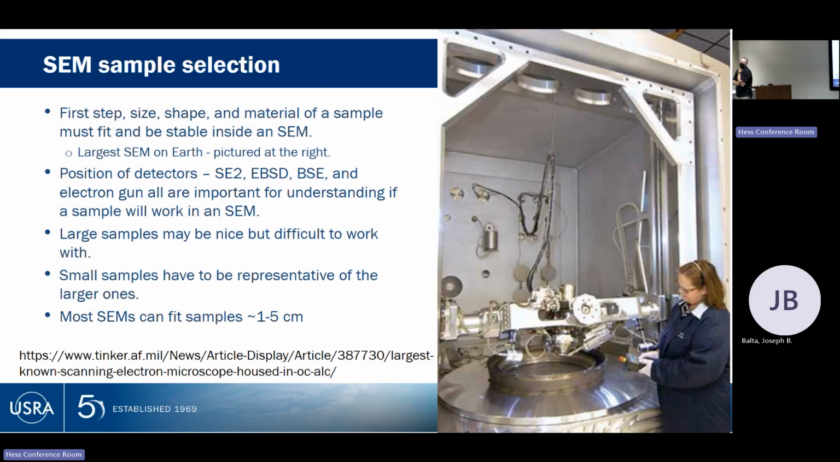We mentioned during the morning session that it's worth thinking about the detector positioning, because certain responses will be stronger or weaker depending on those. Most electron microscopes can fit a sample that's a couple of centimeters across. It can be limited in height. I can fit a chunk of rock this big into our SEM. If it's too big, it won't fit in, unless you have something like that.